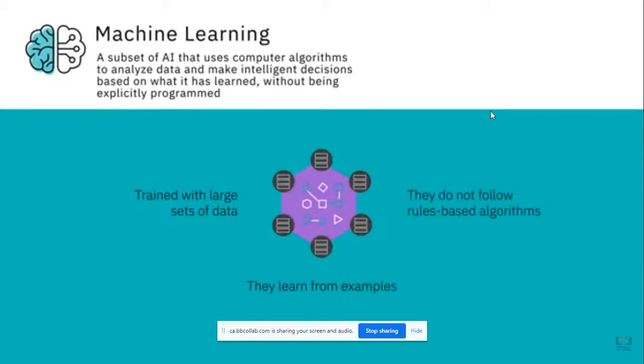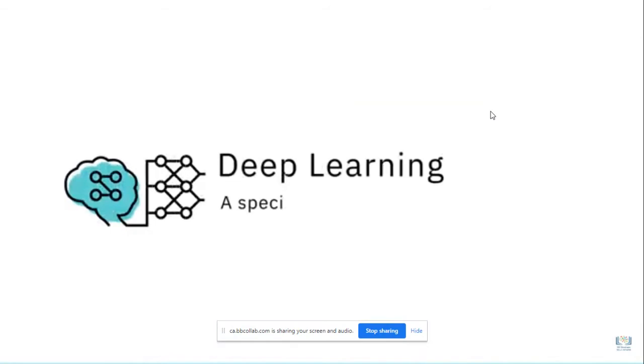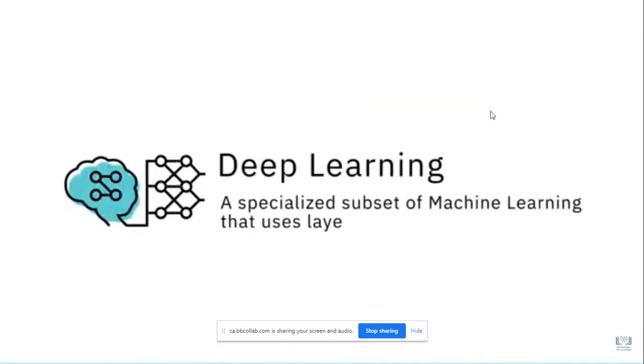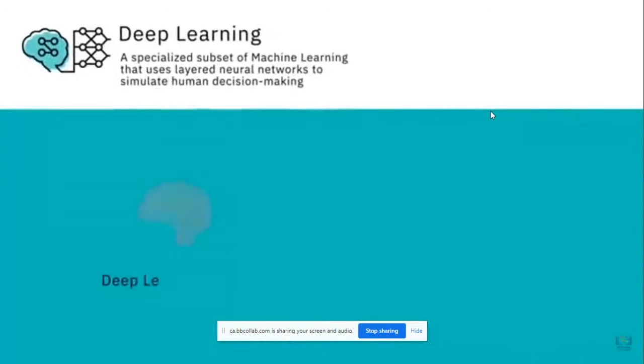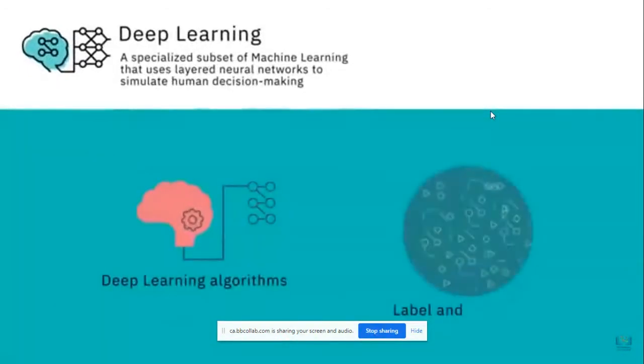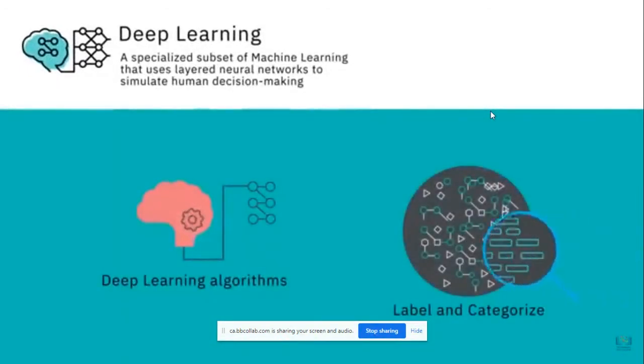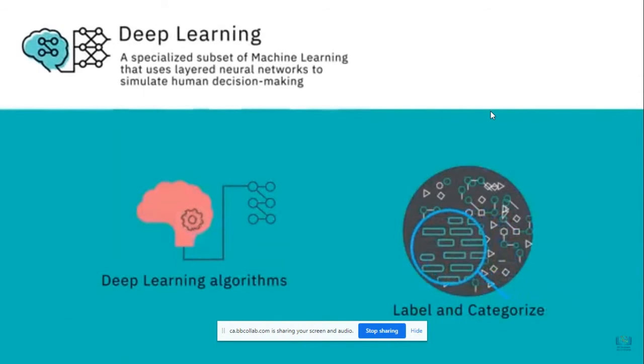Machine learning is what enables machines to solve problems on their own and make accurate predictions using the provided data. Deep learning is a specialized subset of machine learning that uses layered neural networks to simulate human decision-making. Deep learning algorithms can label and categorize information and identify patterns. It is what enables AI systems to continuously learn on the job and improve the quality and accuracy of results by determining whether decisions were correct.